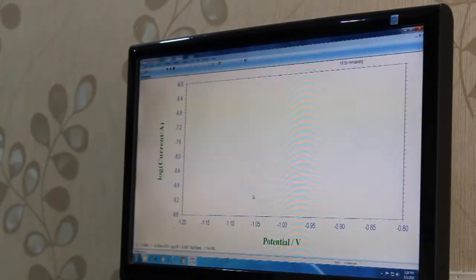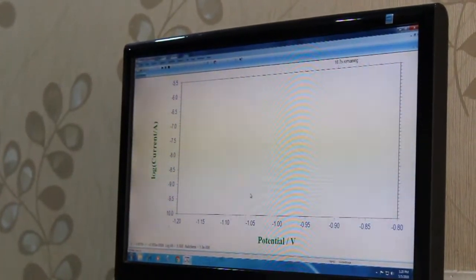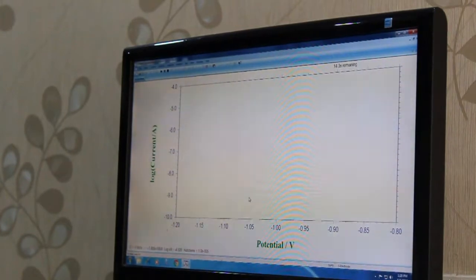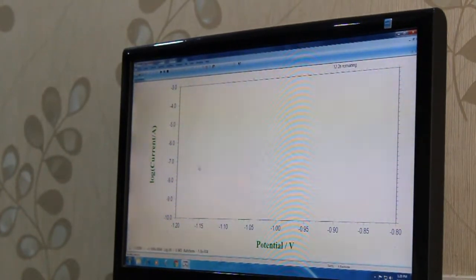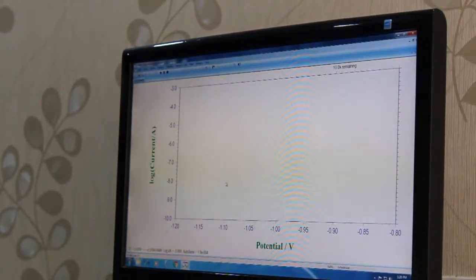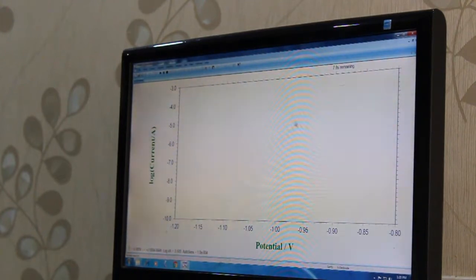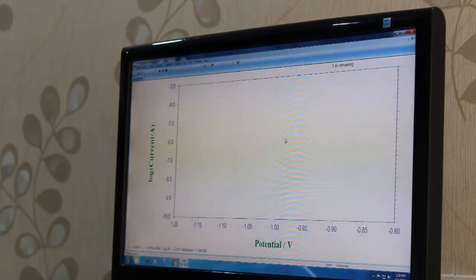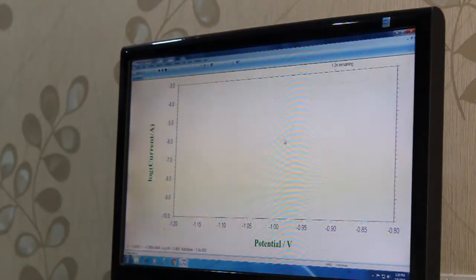So sometimes the expected peak may not appear at the same potential. See, now this is the corrosion potential, and the oxidized surface is protecting the surface. This is the potential dynamic deactivation region.